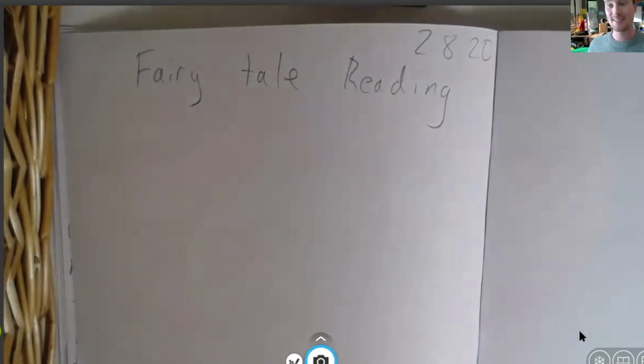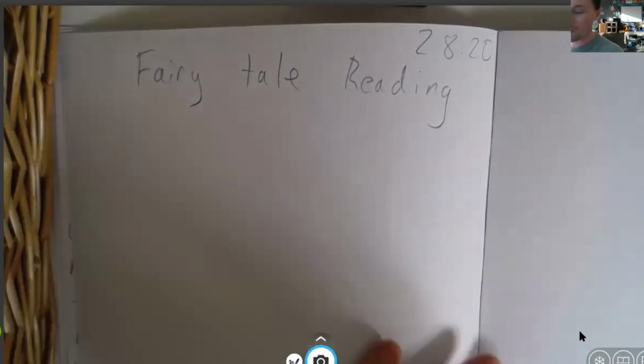Pause the video. Maybe go get your fairy tale book, go get your fairy tale video, or watch it with your family, or just remember it and then draw your favorite part. That's what we're going to do. So pause the video, do the heading, the date, find your favorite fairy tale book, either on Epic or something you can hold, and draw your favorite part.